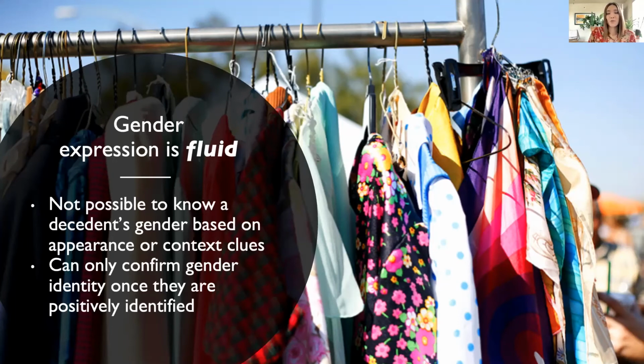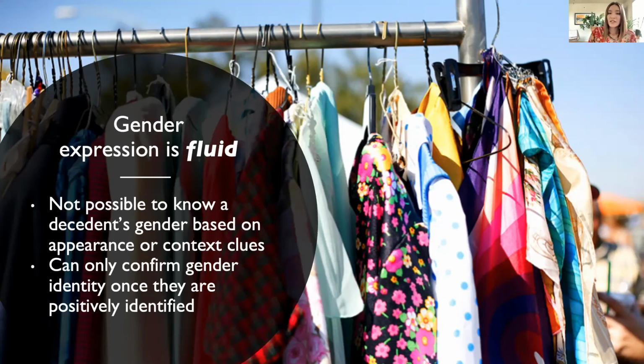To give just one example, in some situations, it might not be safe for a person to dress in a way that matches their gender identity. Ultimately, we can't know a decedent's gender for certain until that person has been positively ID'd and we can confirm how they identified in life.